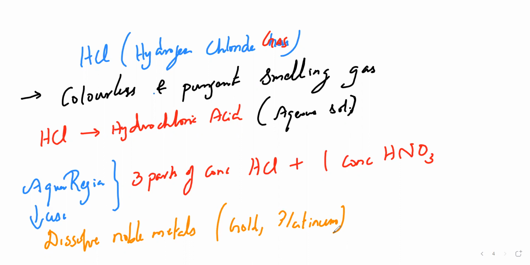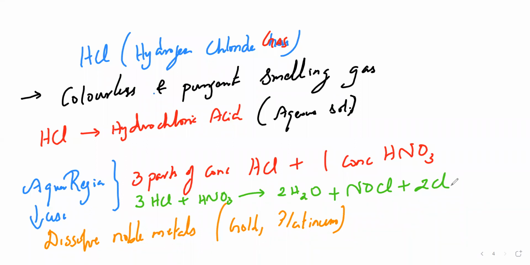So what we do in this, we take three parts of concentrated HCl plus one part of HNO3. This will be giving what? We'll be getting water, NaCl and chlorine. Fine. This is the aqua regia thing.